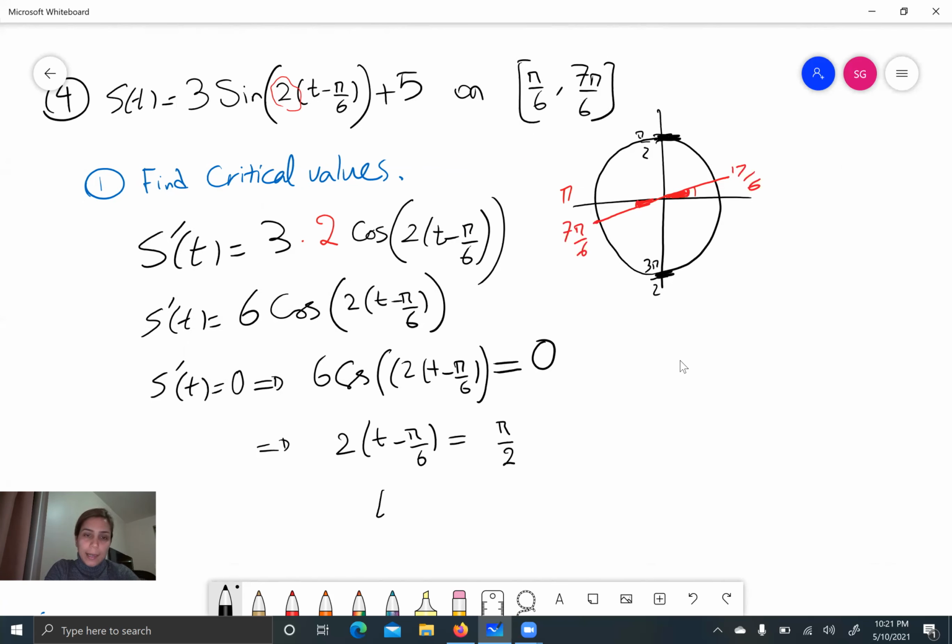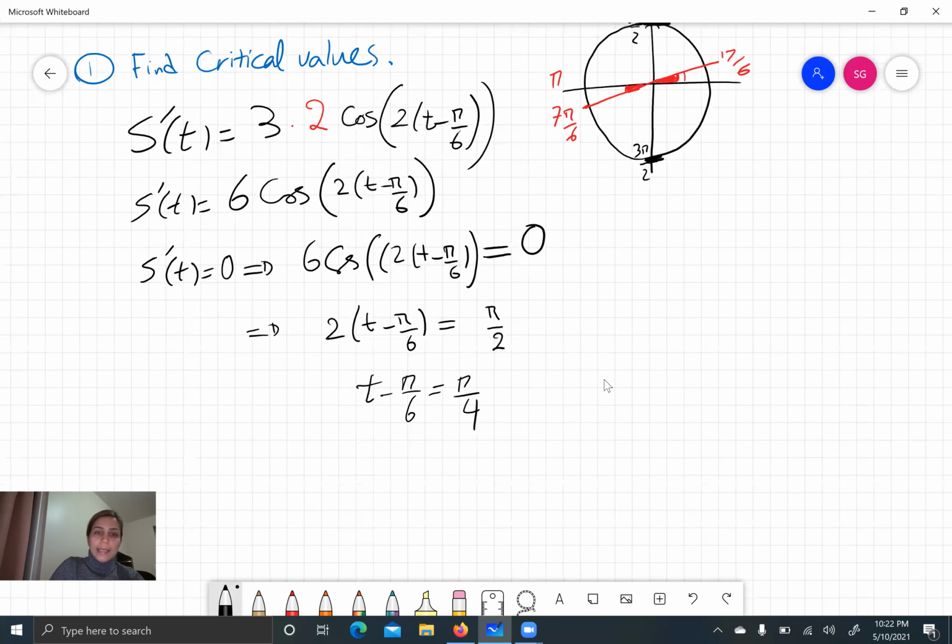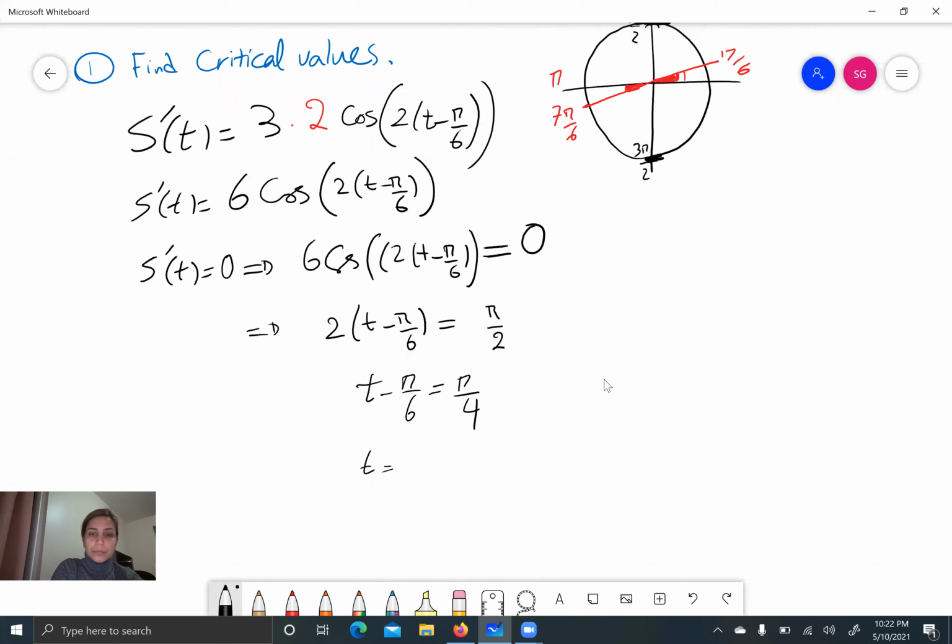Cosine is 0 at this angle, so the angle could be pi over 2, because cosine of pi over 2 is 0. Let's solve for t. Dividing both sides by 2 gives pi over 4, and then add pi over 6 to both sides. So one possible critical value is pi over 4 plus pi over 6.